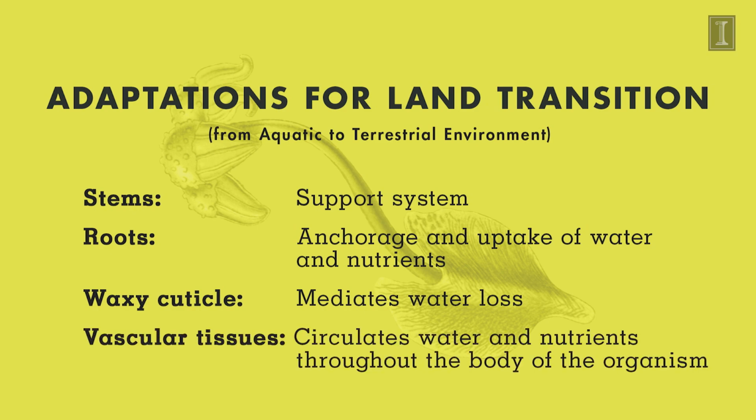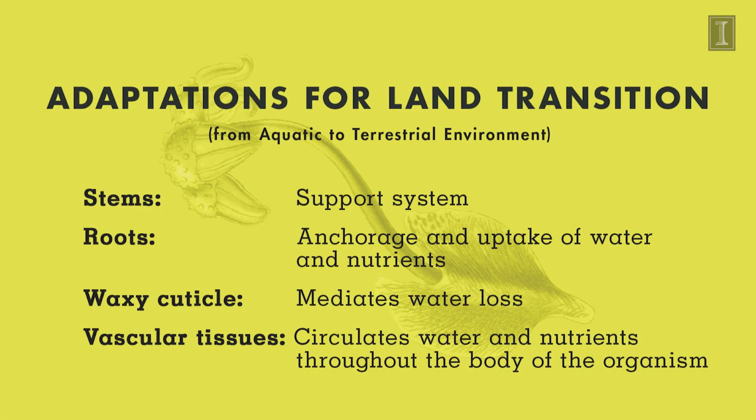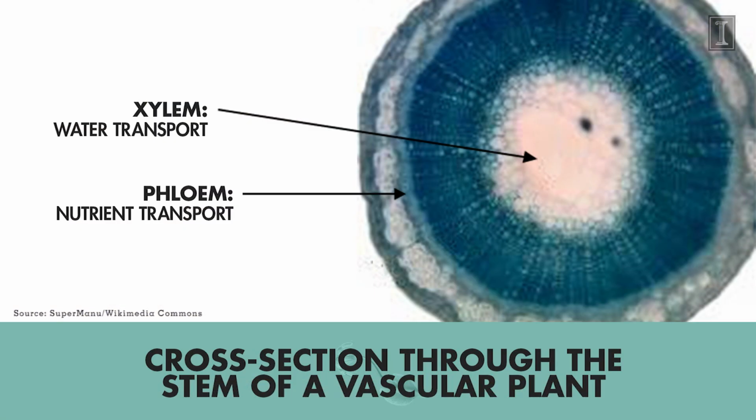Last, we have the development of vascular tissue. Land plants have vascular tissue, which allows the circulation of water and nutrients throughout the whole organism. So you have xylem and phloem. Sounds like a good name for a pair of fish or something, xylem and phloem. But you can think of the xylem tissue as longitudinal tubes running up the length of a plant. Xylem allows for water transport and phloem allows for nutrient transport.